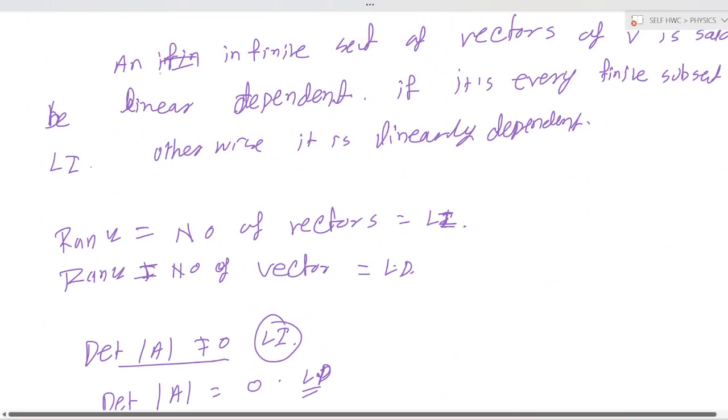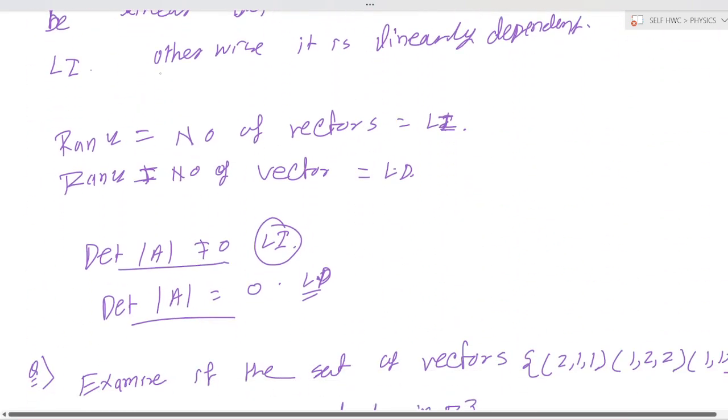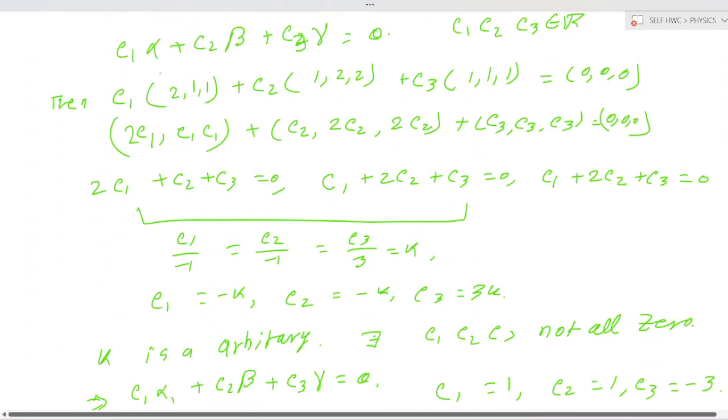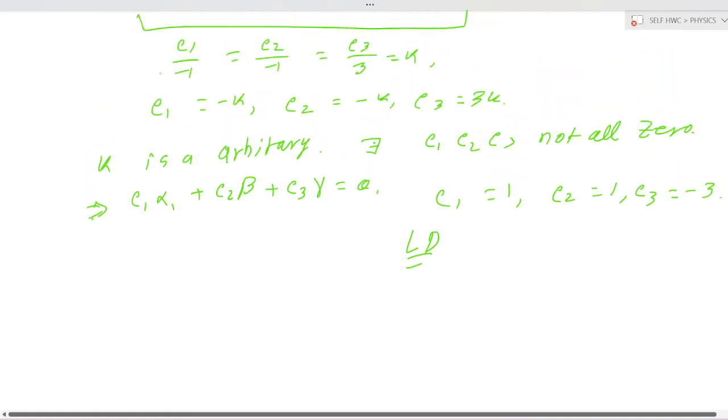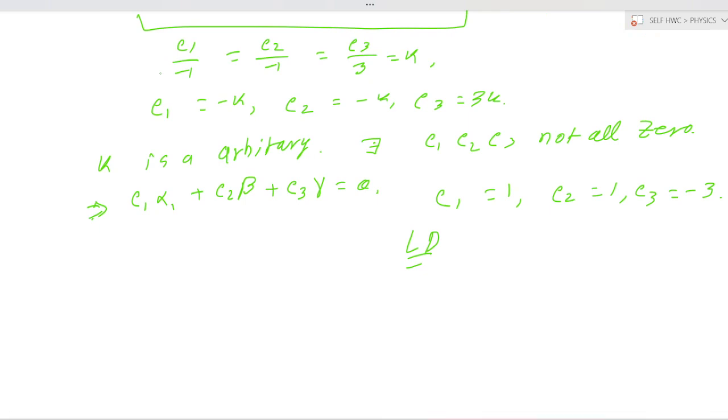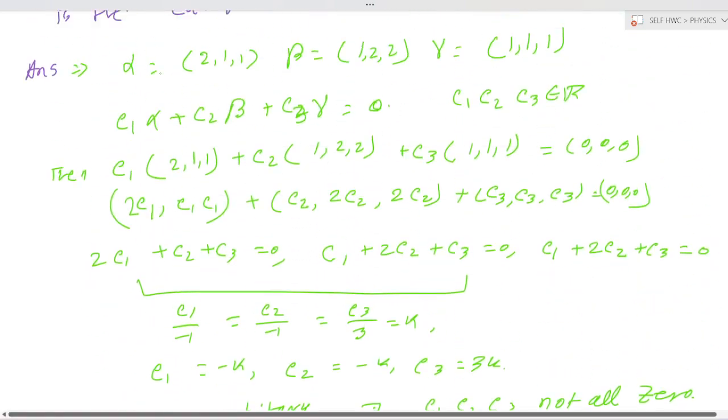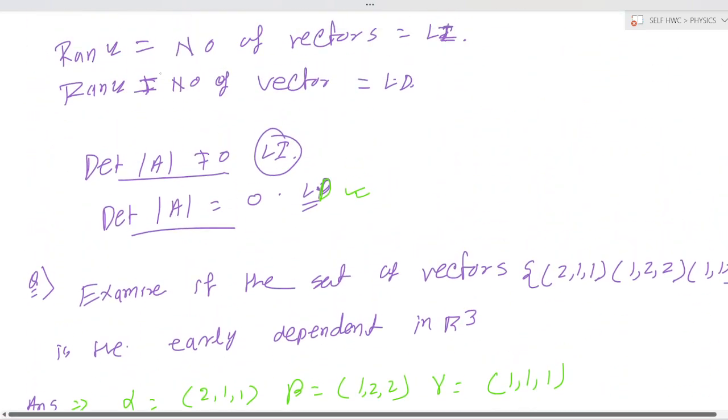Okay. Because the determinant of A is equal to 0. And next it is linearly dependent because the set of vectors is linearly dependent. Okay. It is not all 0. Not all 0. Always remember. Okay. Next question. Question number 2.